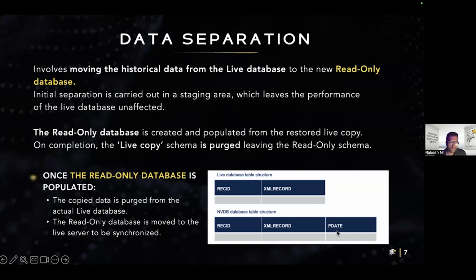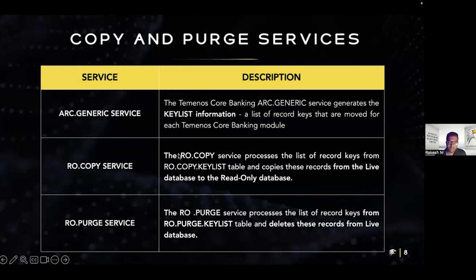So from today to the last 3 months, data will be in live. Previous to 3 months till 7 years, it will be in RO. Like that, we'll split and do the data separation. And then what we do is the copy and purge service. What these services do is nothing but our generic service. It identifies which application, what data has to be moved from live to RO. That's what it does, it just identifies: this is the table name, and these are all the records you need to move.